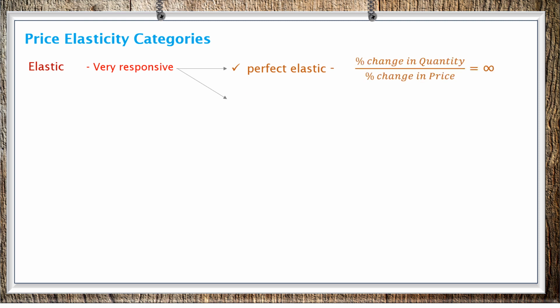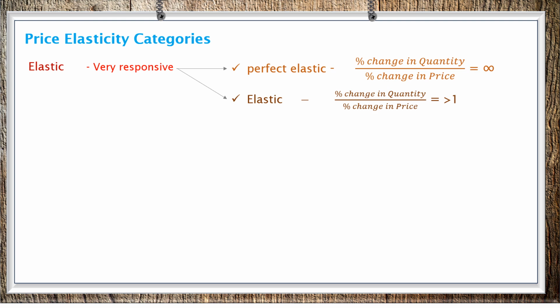Now, let us look at the categories of price elasticity. Our first one is elastic. Elastic demand or supply curve indicates that the quantity demanded or supplied responds to price changes in a greater than proportional manner. That means they are very responsive. It is subdivided into two. We have the perfect elastic, whose price elasticity is infinite, and elastic, whose price elasticity is greater than 1.